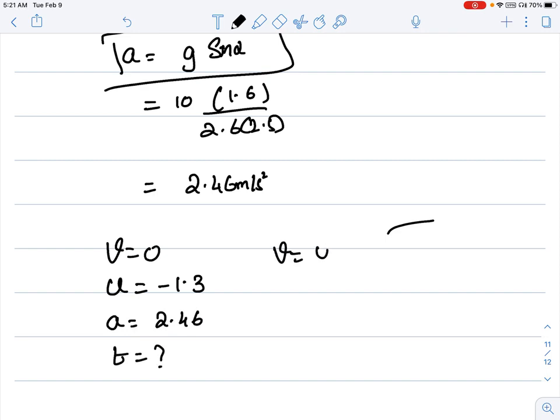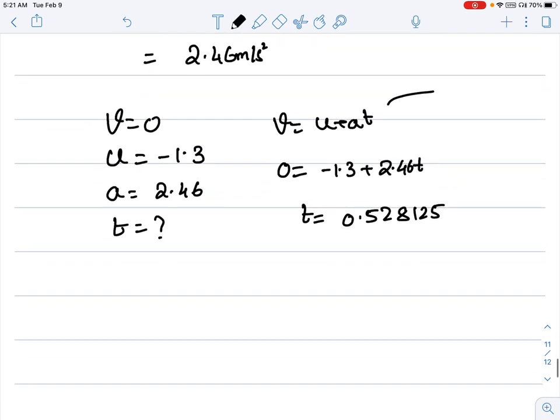So we use the formula v is equal to u plus at. 0 is equal to minus 1.3 plus 2.46 times t. From there I get the t value as, we'll take the full calculator display because it is a part of the calculations, time is equal to 0.528125. So it took this much time to go up and stop there. Now P also would have traveled for this much time.